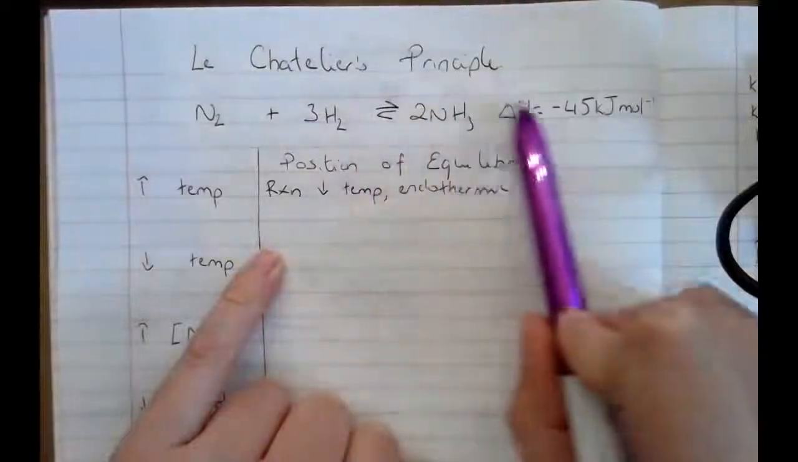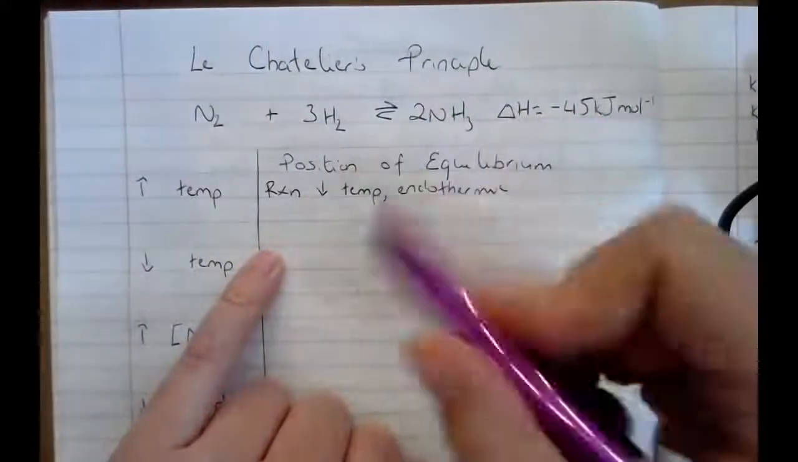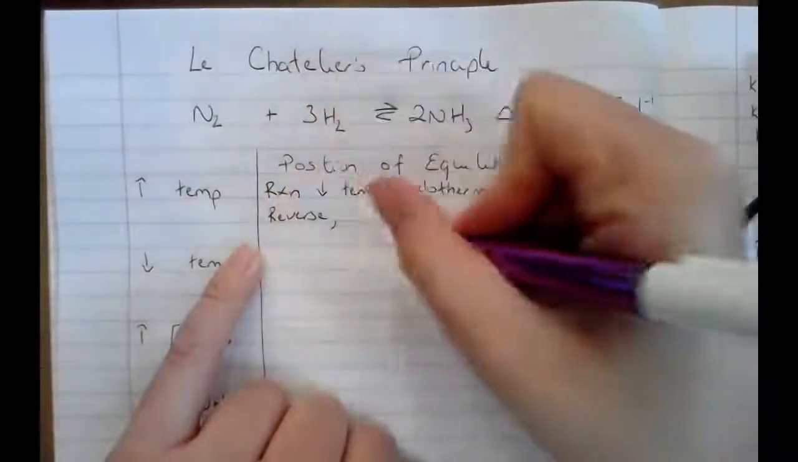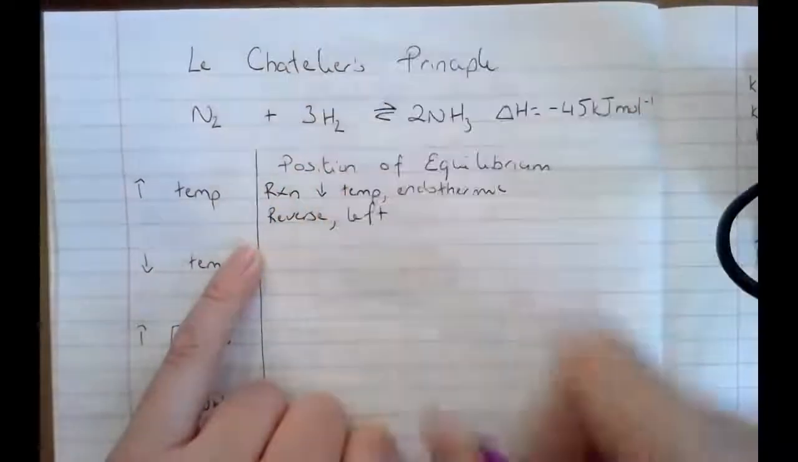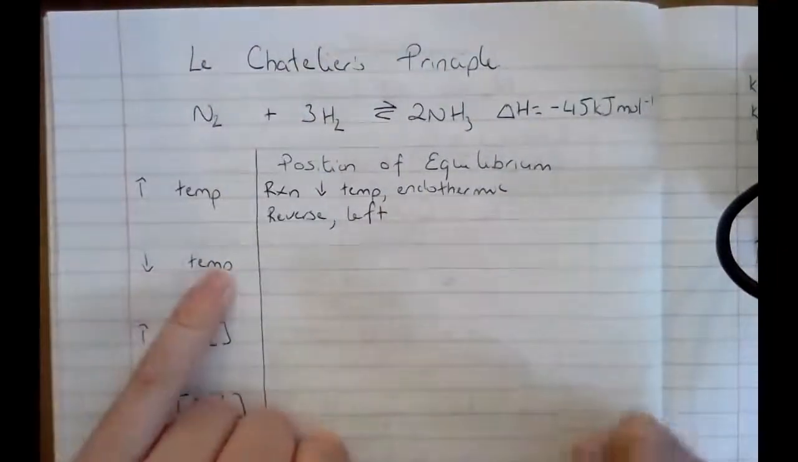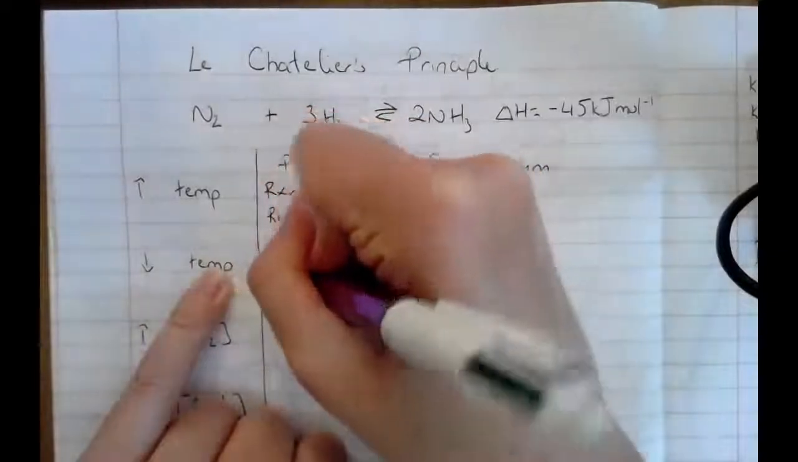And we know that the forward reaction is exothermic. That means the reverse reaction must be endothermic. So the reverse reaction is going to occur, and I can say that the equilibrium position goes to the left. If you decrease the temperature, again, the reaction will try and do the opposite.